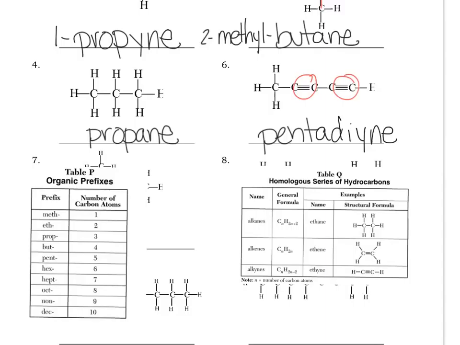And then you also need to say where they are, because they could be on 2 carbons that are right next to each other. If this one weren't here, it could be here, or this one could be there, or this one could be there. So you got to say where they are.